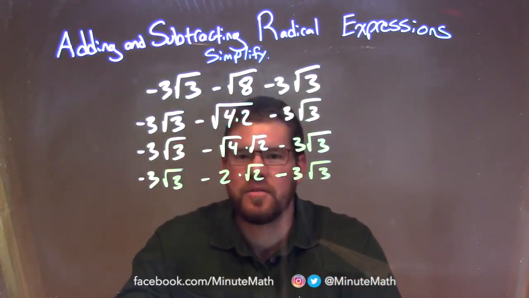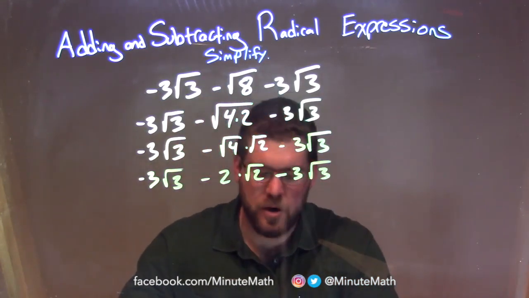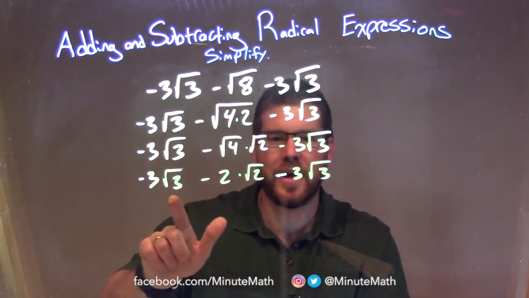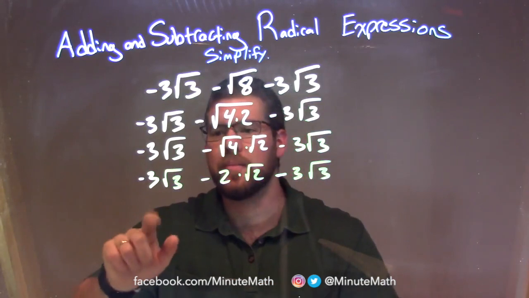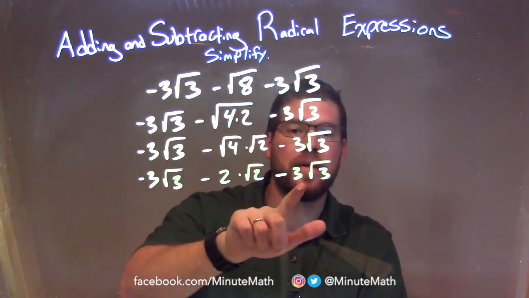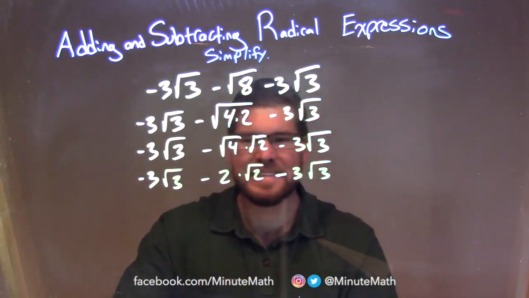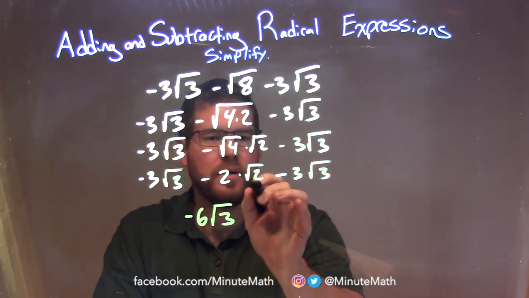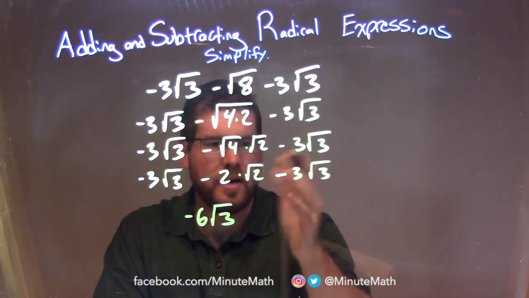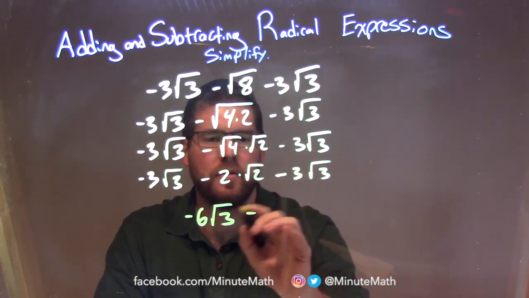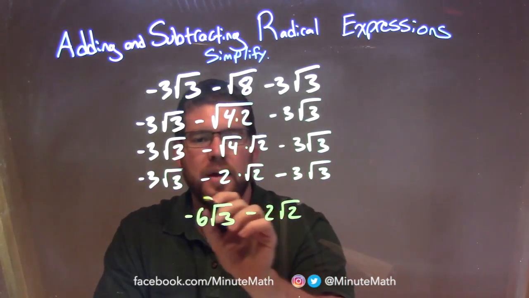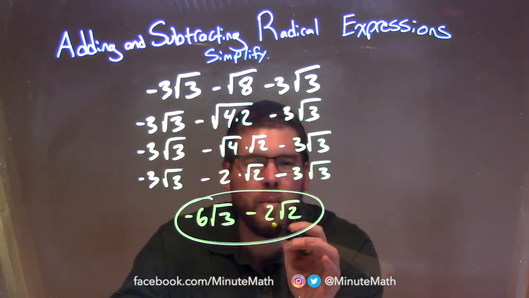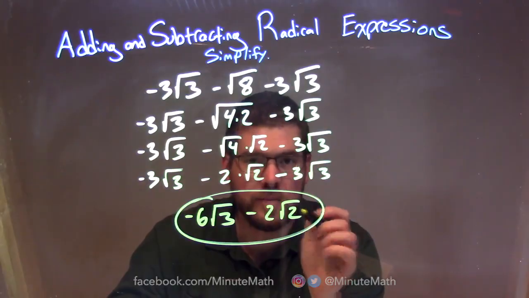Okay. So now I have to combine my square roots that are the same. The two square roots that are the same are the square roots of 3. I can combine those by looking at the numbers out front. Negative 3 and then a minus 3 right there. So negative 3 and the minus 3 is a minus 6. So we have minus 6 square root of 3. But the 2 square root of 2 has nothing else I can combine it with, so it's by itself. So we have minus 2 times the square root of 2, and there we go. Our final answer here is negative 6 times the square root of 3 minus 2 times the square root of 2.